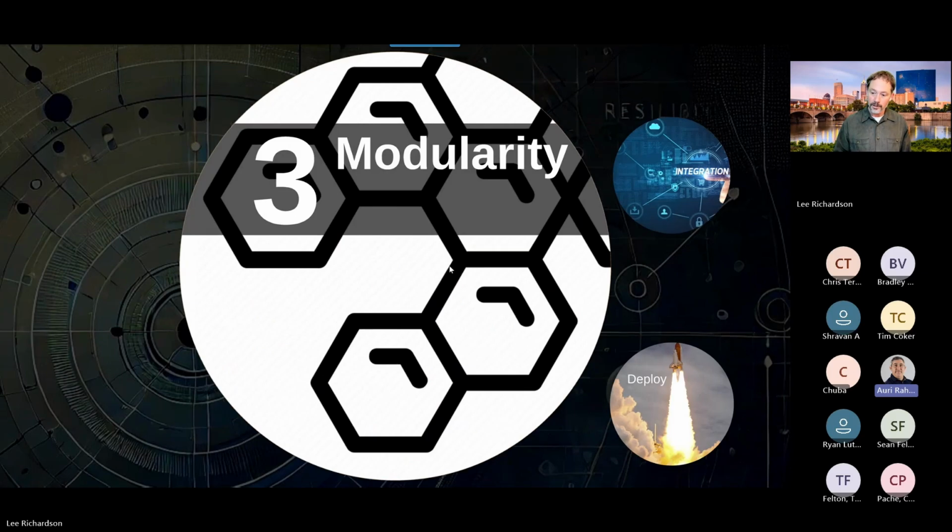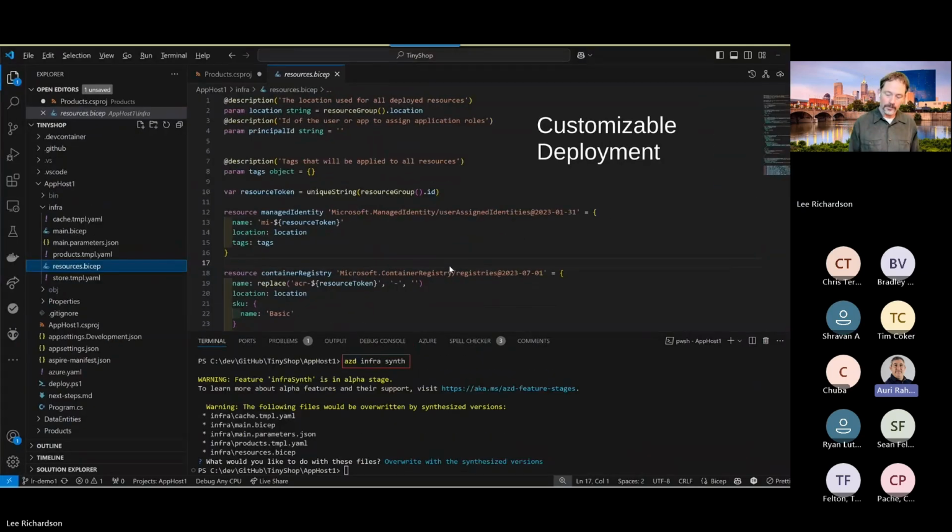So, question on that one. Yeah. And then Tim also had a question. I'm seeing that it pushes out a container, but for example, what if I had a Blazor app and then I had a functions project?